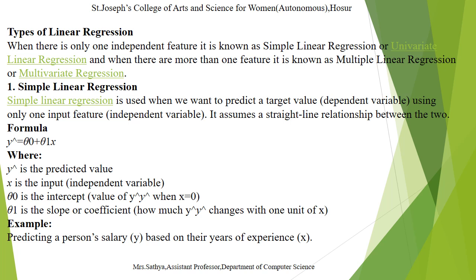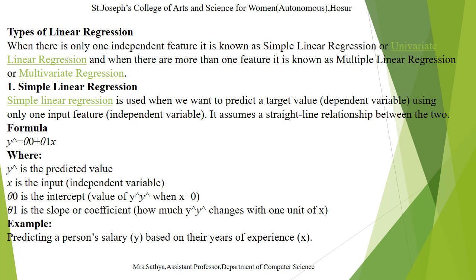Now we have to look at the types of linear regression. There are two types: simple linear regression and multiple linear regression. First, simple linear regression has one independent variable. In simple words, simple linear regression means one independent variable. Multiple linear regression has more than one independent variable.